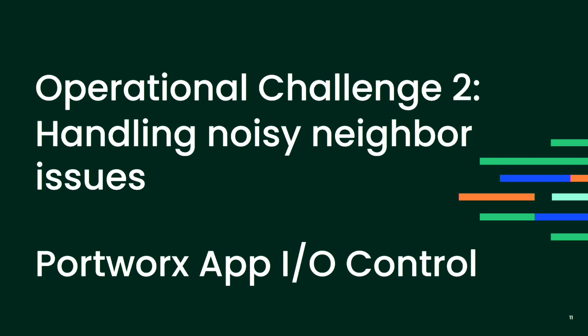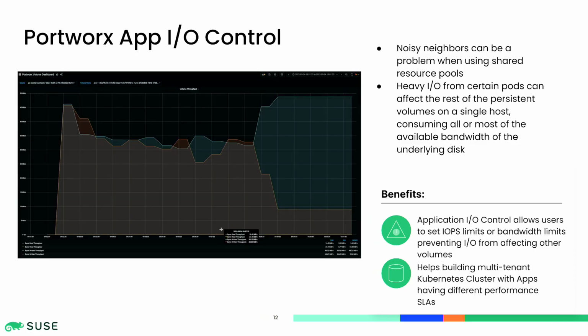Another thing we see is app I/O control, and it's about the noisy neighbor problem. If you have many different users using your Kubernetes clusters, you might end up with a noisy neighbor problem. This is about people consuming I/Os and bandwidth with maybe some performance-hungry applications, and on the same cluster, you have other applications which then would not have sufficient performance for their operations.